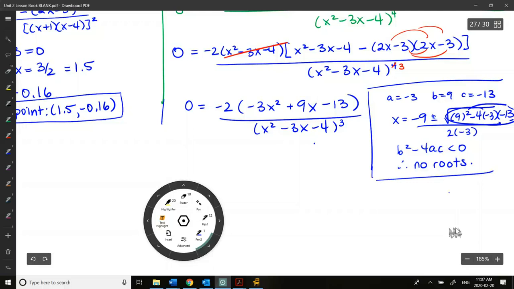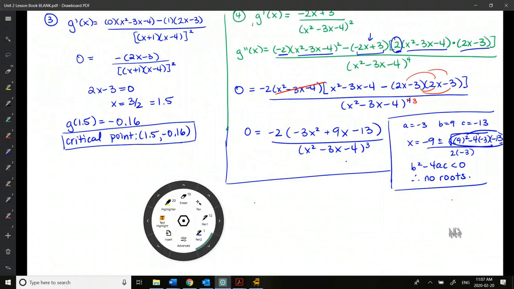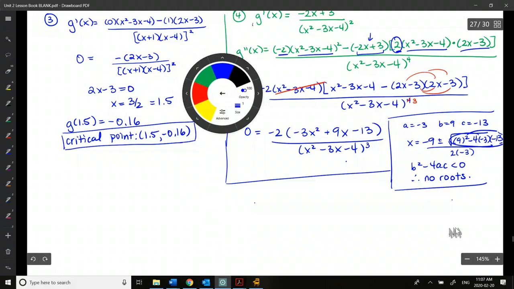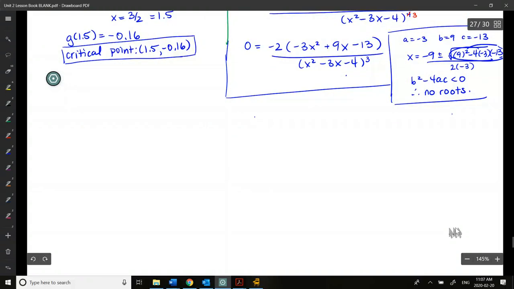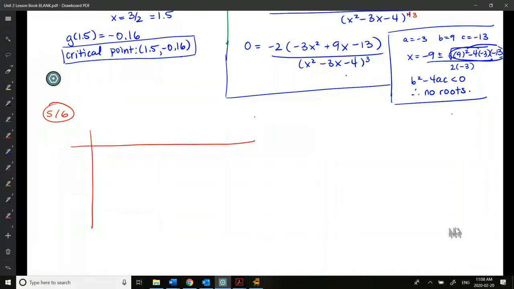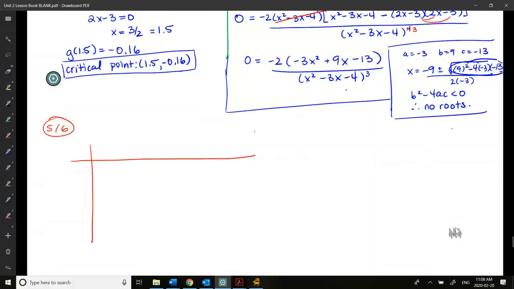Okay, so that part is done. Okay, we're in the home stretch. We're going to create the chart. Do 5 and 6 together here. So you are going to include critical points and vertical asymptotes here. We have 2 vertical asymptotes. They are -1 and 4, and we have 1 critical point. It's 1.5.